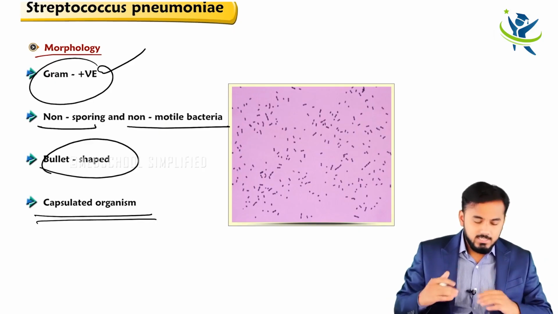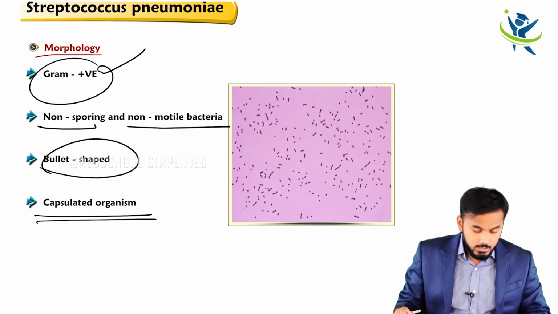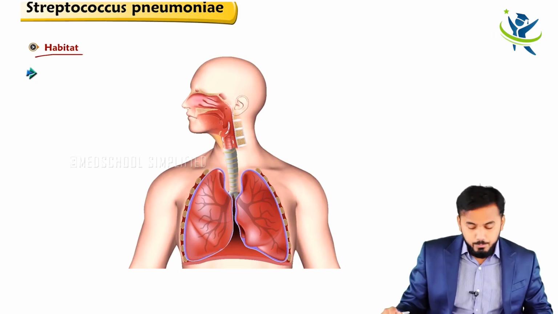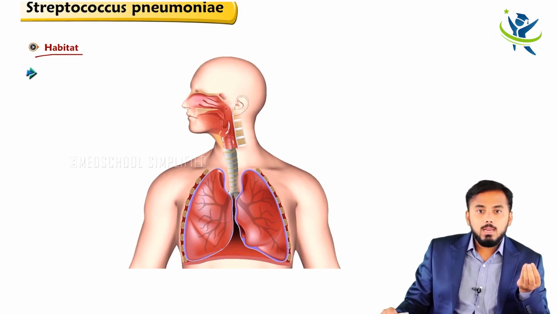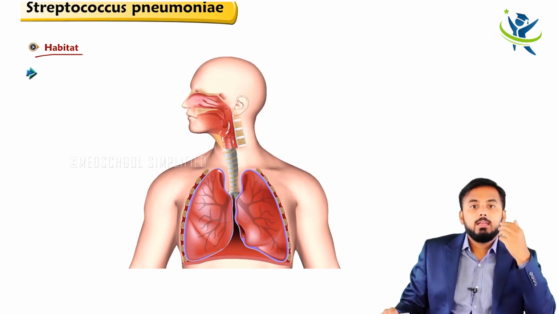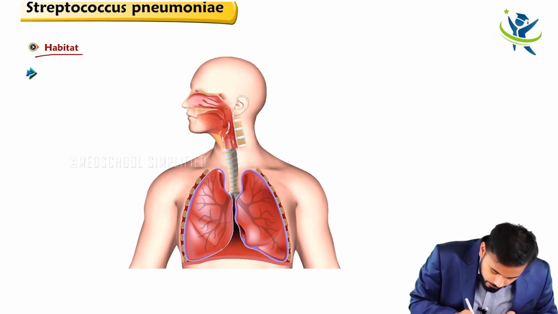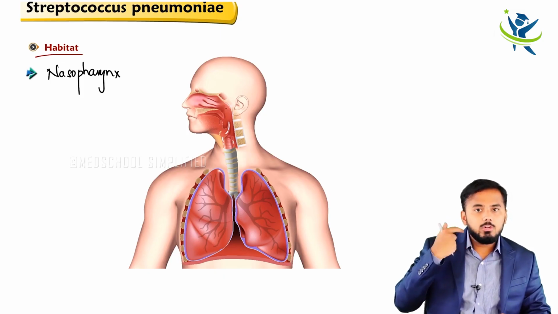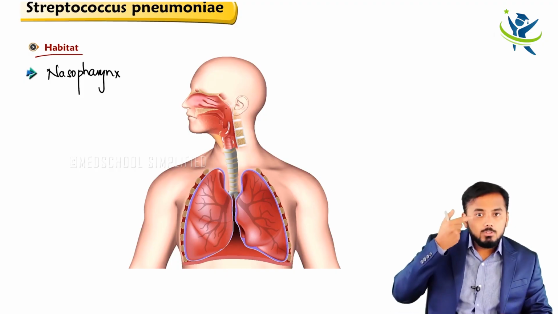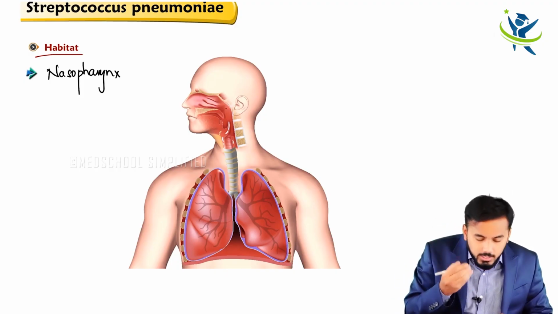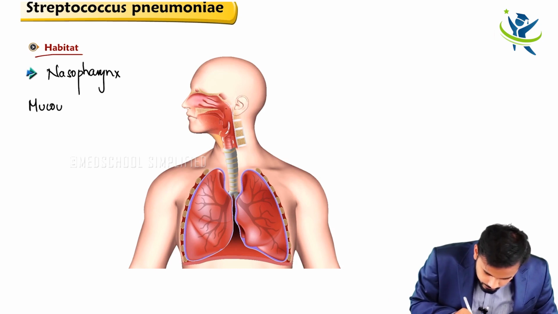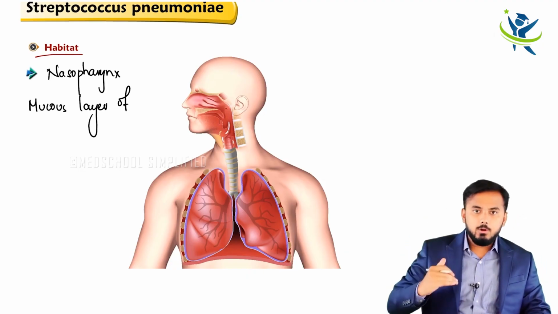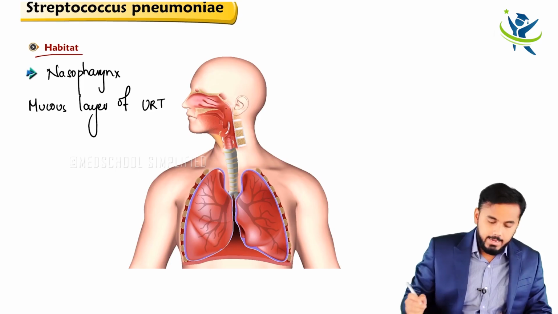Alright, let us look at the colonization of this bacteria, where it normally resides. If you look at this picture, this bacteria is a normal habitant of your upper respiratory tract. Even in your nasopharynx, let me write it down. In your respiratory tract you have a mucus layer, and goblet cells are releasing mucus. We have two respiratory tracts, upper and lower. I am talking about the upper respiratory tract.